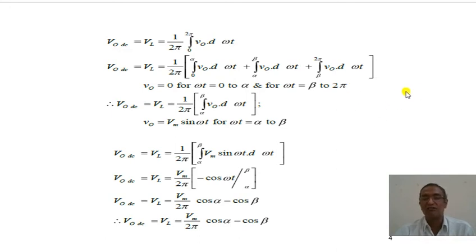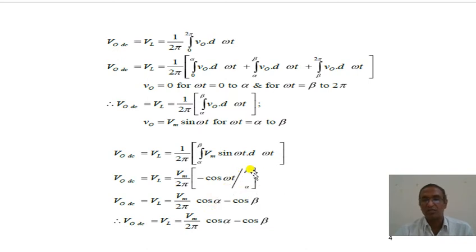What is the input voltage equation? And it works in the range of alpha to beta. So when I apply this equation here, Vm is taken outside, and the equation becomes Vm by 2 pi. And when I integrate sin omega t with d omega t, this equation becomes minus cos omega t in the range of alpha to beta.